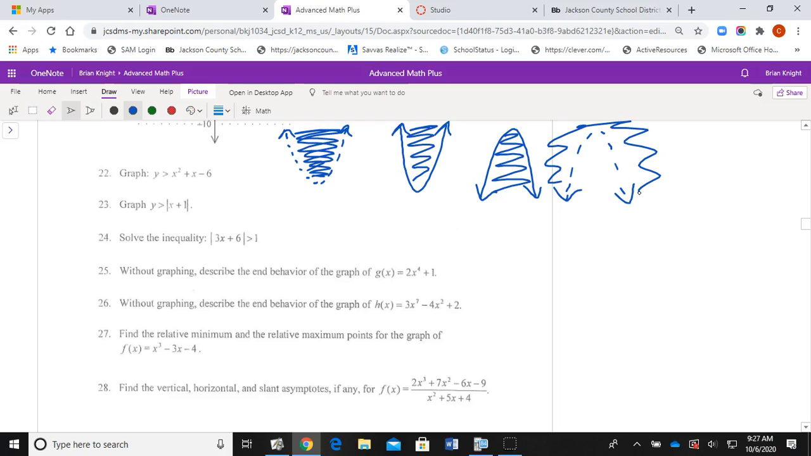Yes, sir. I was kind of confused about shading up and down. Okay. If the parabola is going down and you need to shade up, would you shade on the outside? You sure do. Okay. Yep, you shade everything on the outside. Okay?